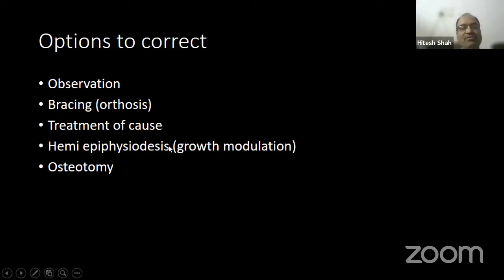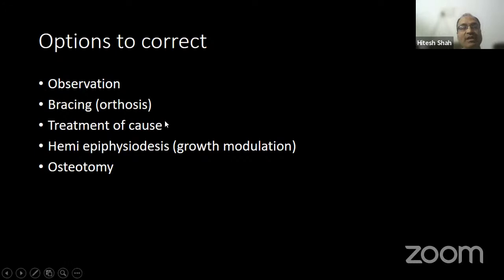So it's written for you, all five options, but I'm cutting the story short. We need to go for hemiepiphysiodesis of the femur and tibia. Observation: it is going to progress, so it's not a good option here. Bracing: when it's an established deformity, it's not an irreversible cause. We can use the orthosis.